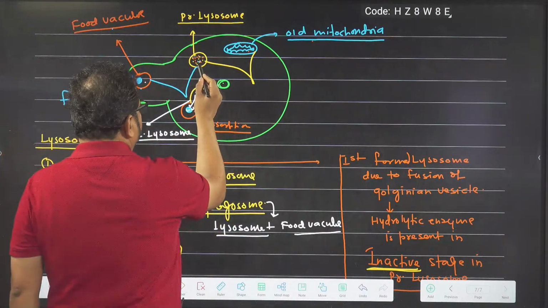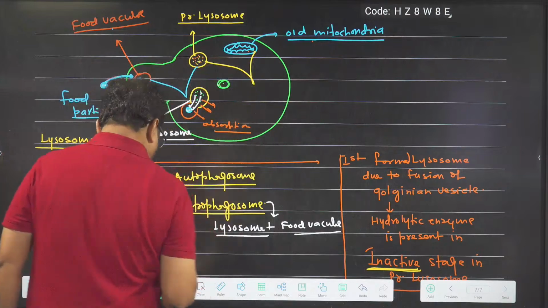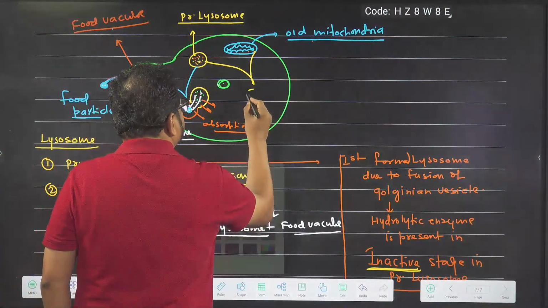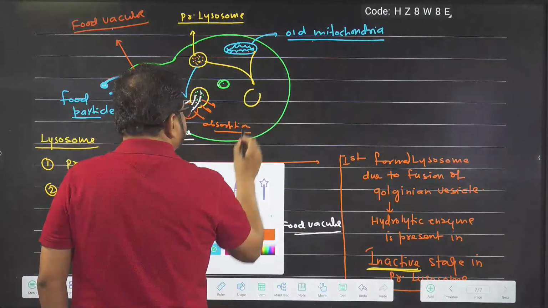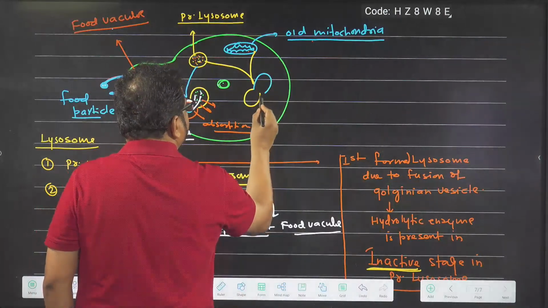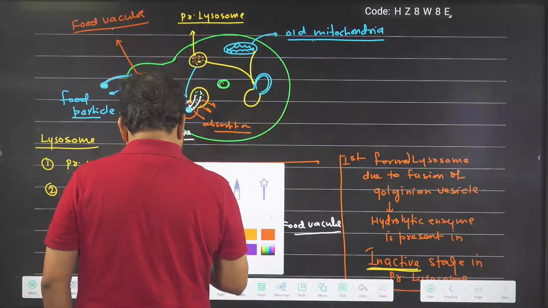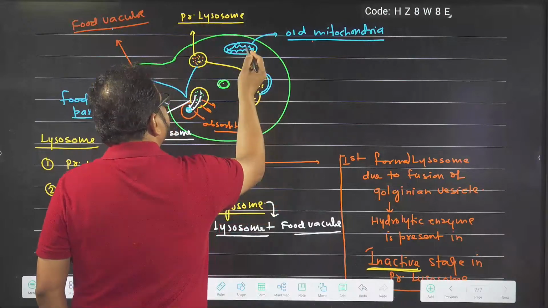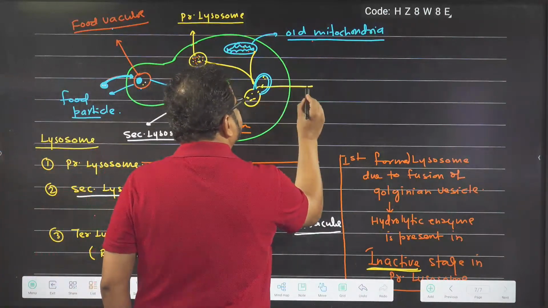These lysosomes either fuse with a food vacuole or fuse with a cell organelle. And when they fuse with the cell organelle, a structure is formed. It is also a secondary lysosome. Here an old mitochondrion is there, so this is releasing enzyme, and who will be digested? The old mitochondrion will be digested. So here it is also a secondary lysosome.